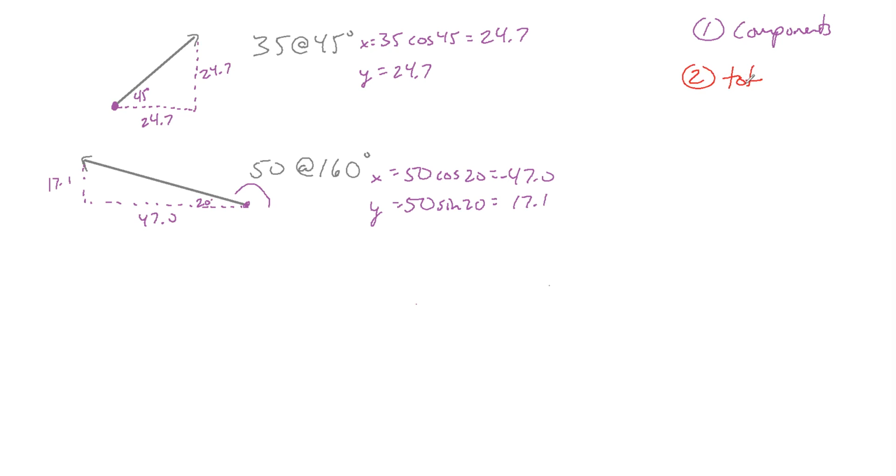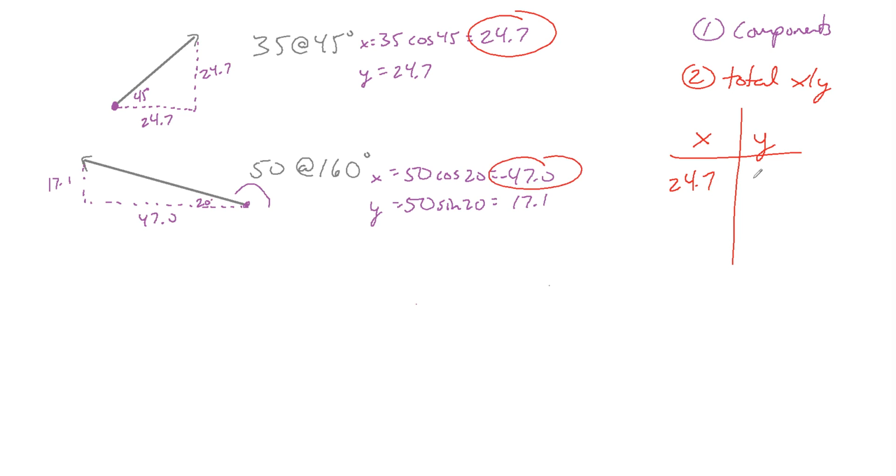Step 2 is I want my total x and total y. Now, to do this, a really common thing to do is a little chart type structure. A lot of physics people, and especially people learning how to do this type of stuff, will use a chart. It's a little XY chart. And it's really simple. We're going to take the x components and the y components and put them in the chart. So I go to my first vector, and the first vector had an x component of 24.7. So I'm going to put that on my chart, 24.7. My second vector had an x component of negative 47, so I'm going to put that right there.